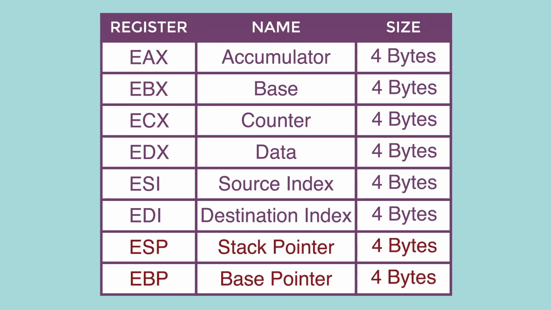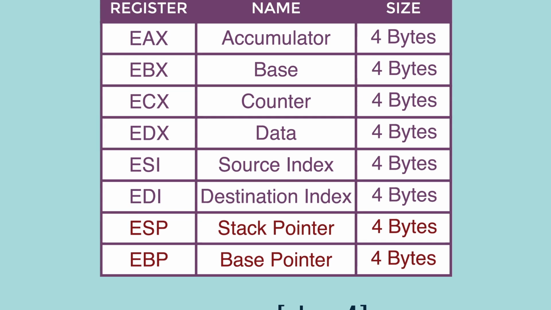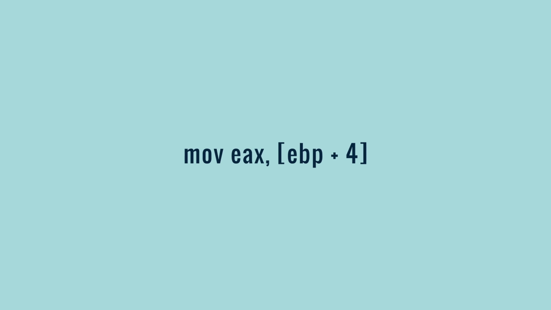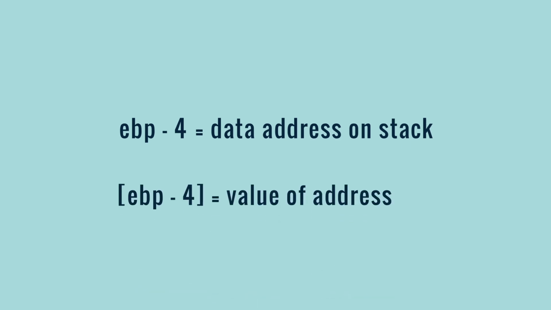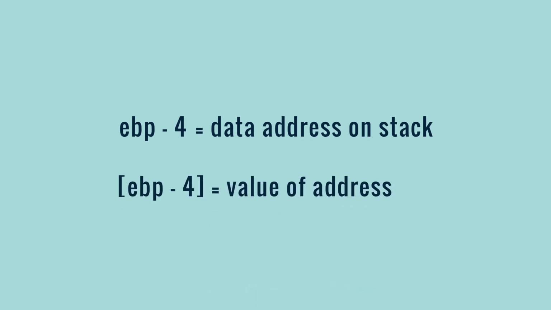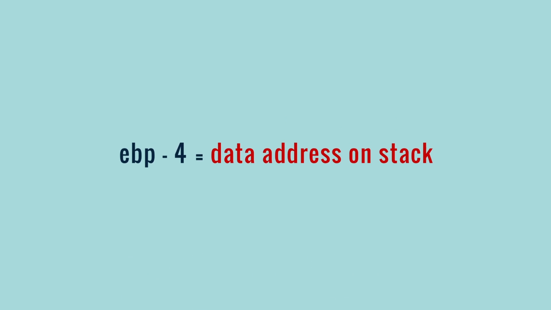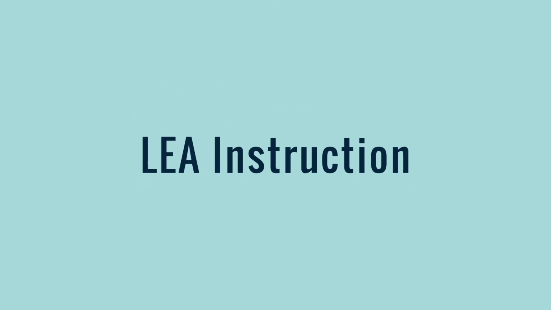And these two are the stack registers. ESP and EBP are only used to manipulate the stack. When we are accessing data on the stack using the move instruction, the register EBP contains an address. We add an offset to the address within EBP or subtract an offset from it to get the desired data on the stack. But what if we want to move the calculated address of the data on the stack instead of the data itself? Well, that is when we use the LEA instruction.